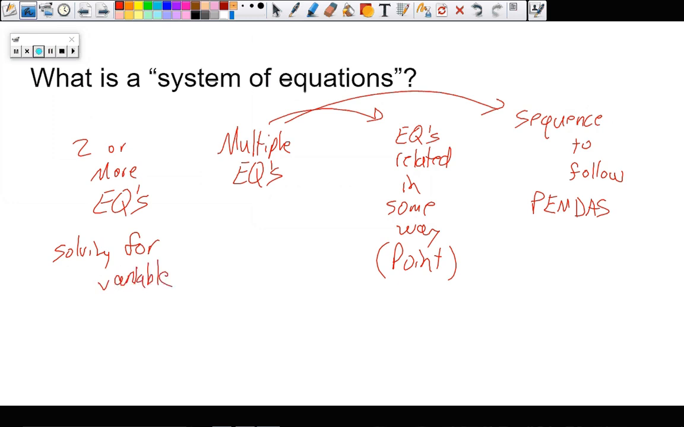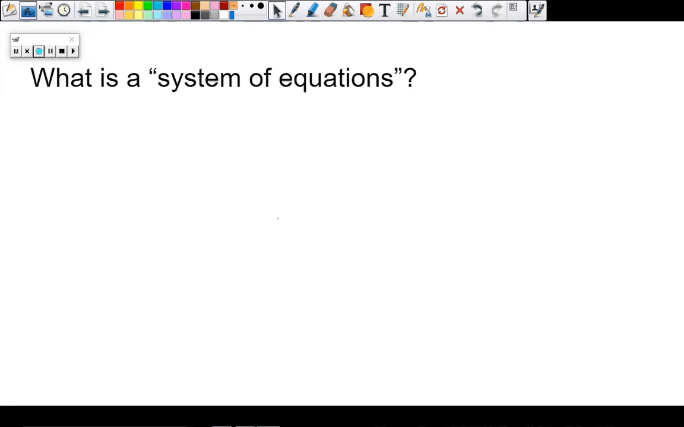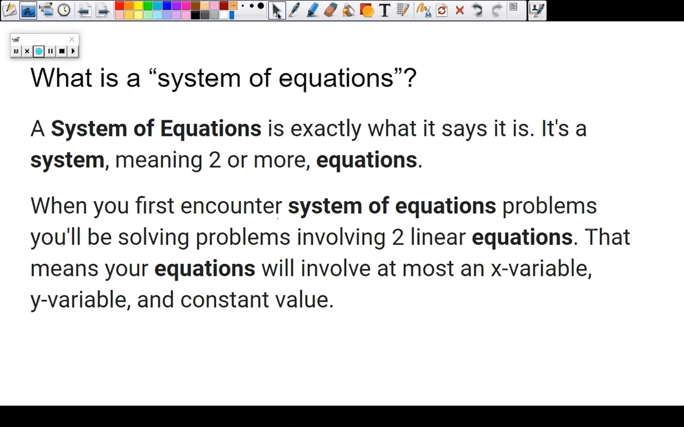Okay, from all that, I'm going to show you what a systems of equations is visually here in just a bit, but first we're going to look at what it is verbally. So with all that, I want you to think of what a systems of equations is from this.